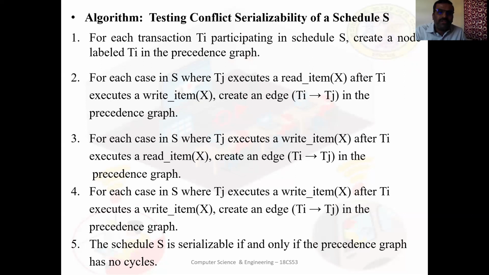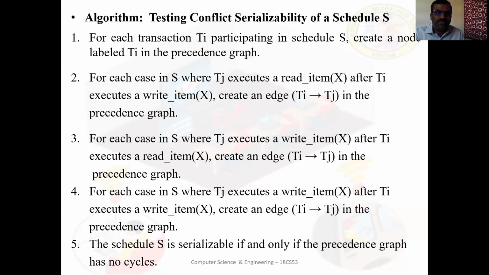In the next step, for each case in schedule S where Tj executes a write_item(X) after Ti executes a read_item(X), that is, Tj writes the item X only after Ti executes a read_item on X, create an edge from Ti to Tj in the precedence graph.